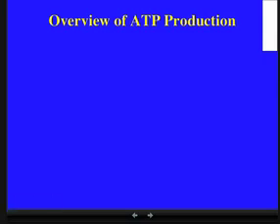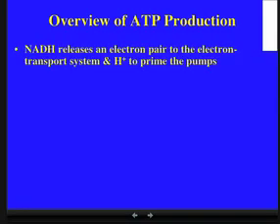So let's finish up our discussion on Chapter 26. Let's have an overview of ATP production. Remember, we're talking about oxidative metabolism. So we have to consider the processes of glycolysis, the Krebs cycle, and the electron transport chain working as one large system to generate ATP to fulfill the energy needs of the cell.